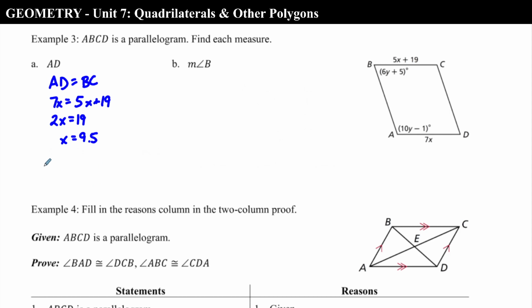Then we can just substitute that back in for x. AD is 7 times 9.5, and that's going to give us 66.5.